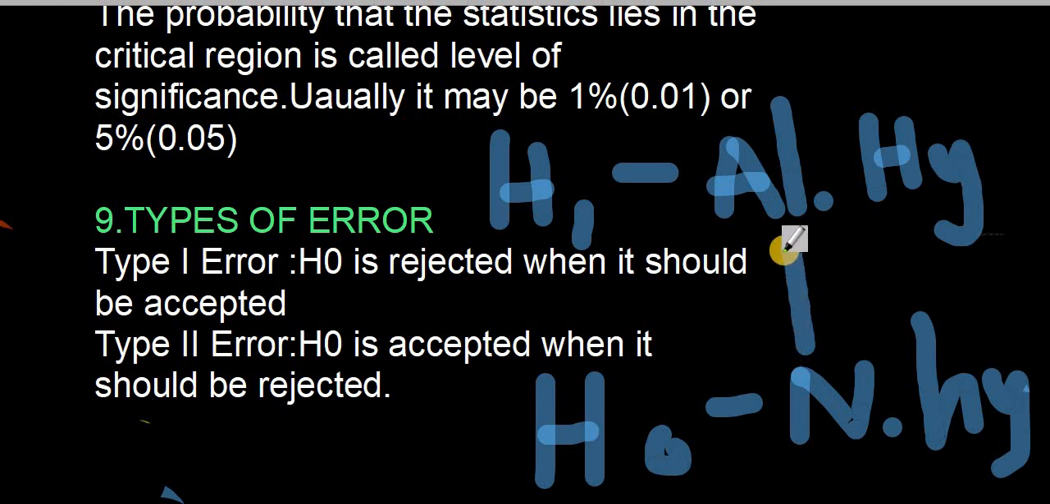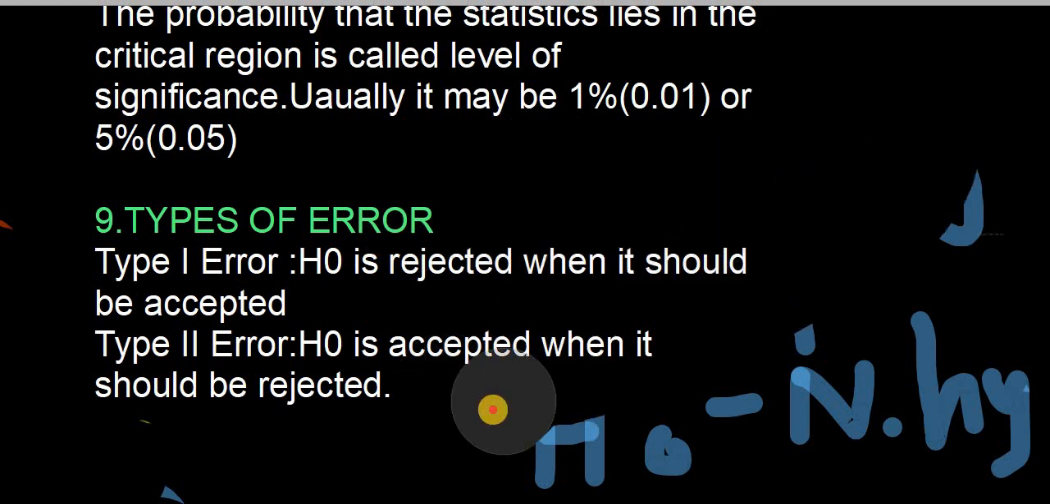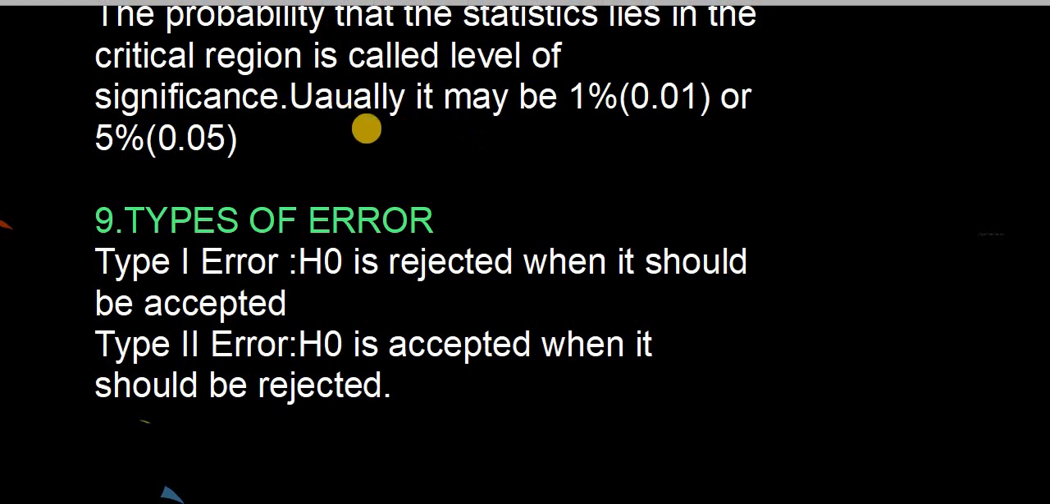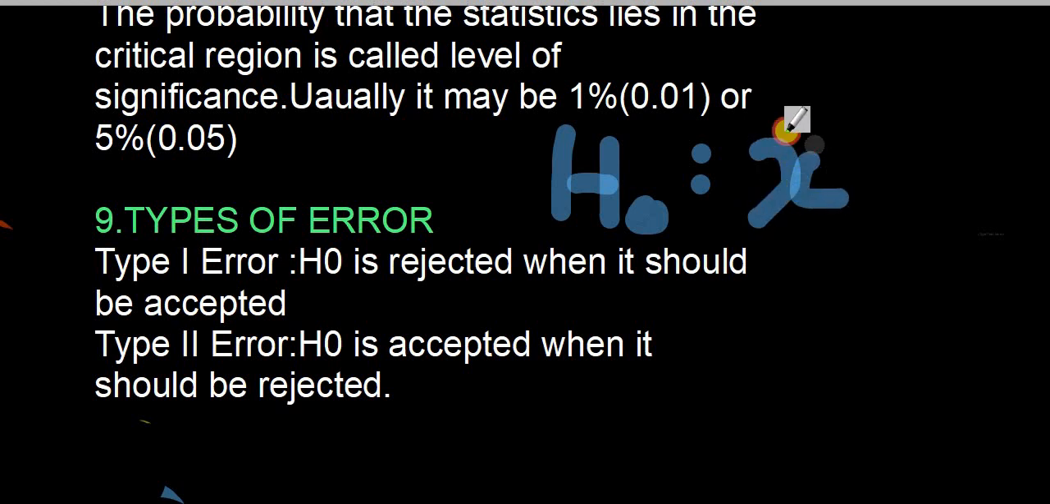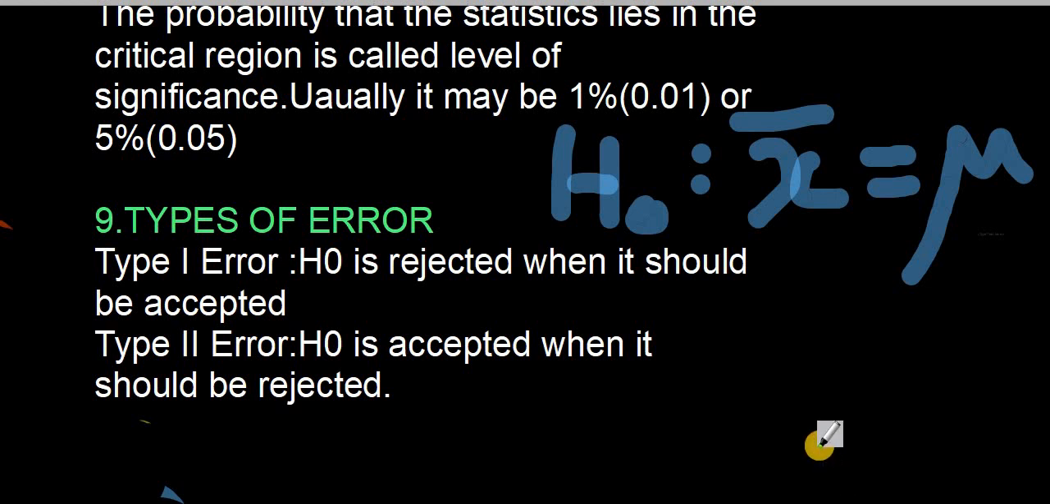This is exactly opposite to that. Here we assume there is no significant difference, and there we assume there is a significant difference. Take for example H0, the null hypothesis: the sample mean is exactly equal to the population mean. This is called null hypothesis because there is no difference between the sample mean and the population mean. This is one example for null hypothesis.